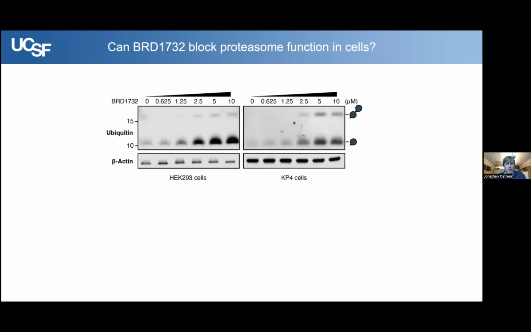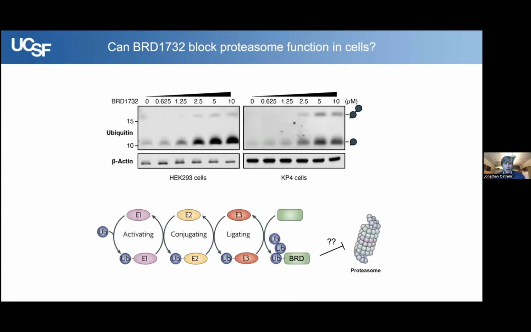Now, we noticed that this monoubiquitin species and the diubiquitin species are actually accumulating to quite a dramatic degree at increasing concentrations. This is now up to 10 micromolar. We just see a truly dramatic accumulation of this monoubiquitin species. And with such dramatic effects on ubiquitin in the cell, we wondered whether we're affecting proteasome function.